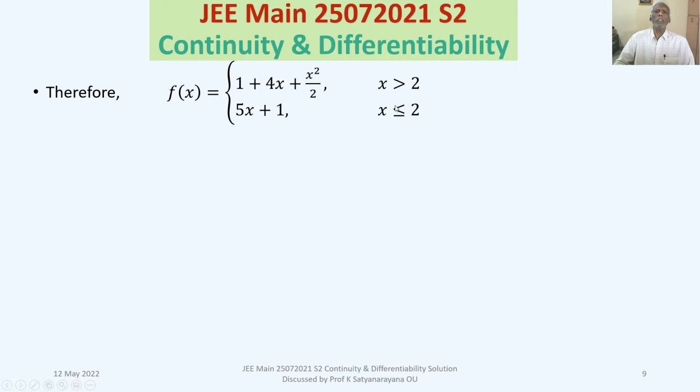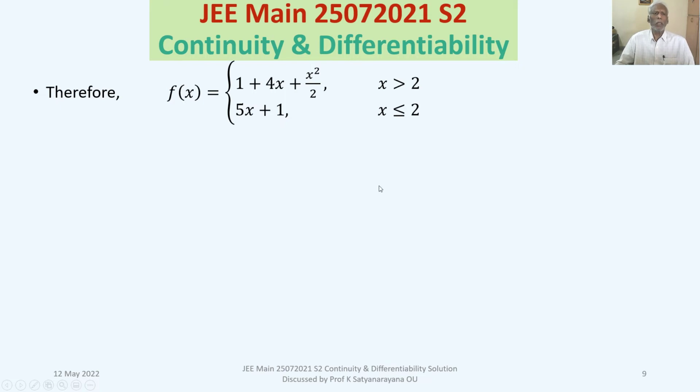If at all the continuity breaks down, it is at x is equal to 2, whether it is continuous or not. And moreover, at x is equal to 2, differentiability is to be discussed. Why? It is differentiable everywhere, except maybe at x is equal to 2. We do not know. So that is the discussion.